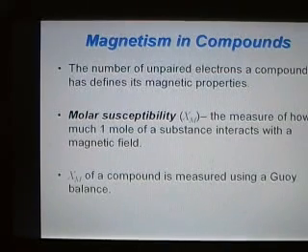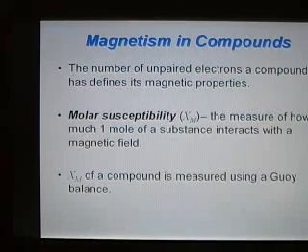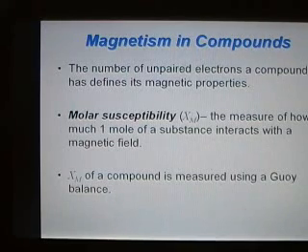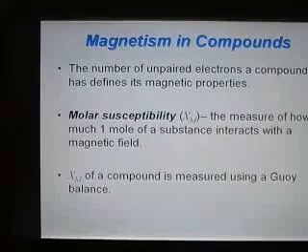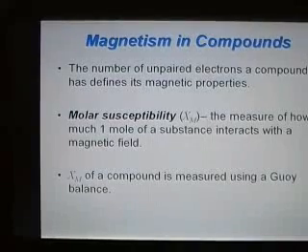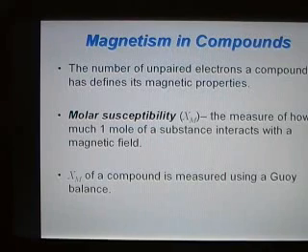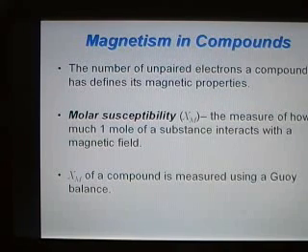So, magnetism in compounds. Much like in atoms or ions, where the magnetism is determined by the number of unpaired electrons, magnetism in compounds is also determined by the number of unpaired electrons that it has. We're actually going to put numbers to the magnetism for these compounds. The idea that we'll be working with is molar susceptibility, and that's a measure of how much 1 mole of a substance interacts with a magnetic field.